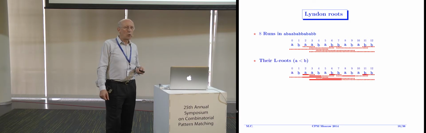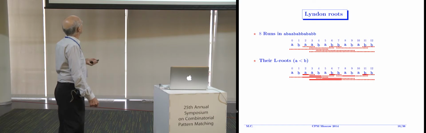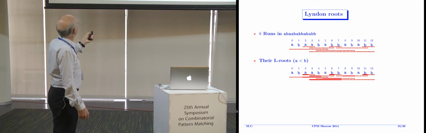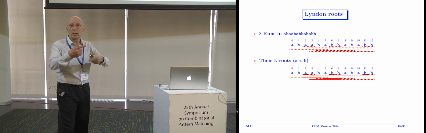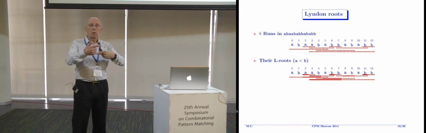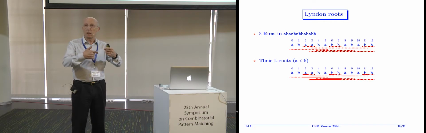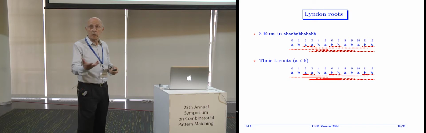For each run, we consider what is called the Lyndon root, a term coined by Hideo et al. I've put the Lyndon root, for instance, for AA it's clear it's A, but for ABA, the Lyndon root is AAB. If you rotate ABA to get the lexicographically smallest string, you get AAB. This is a Lyndon word. So with each run, we assign this Lyndon root.